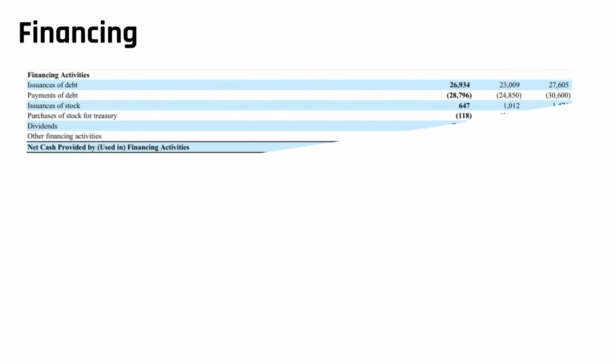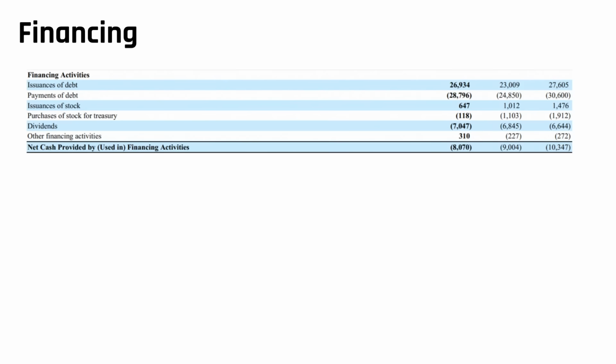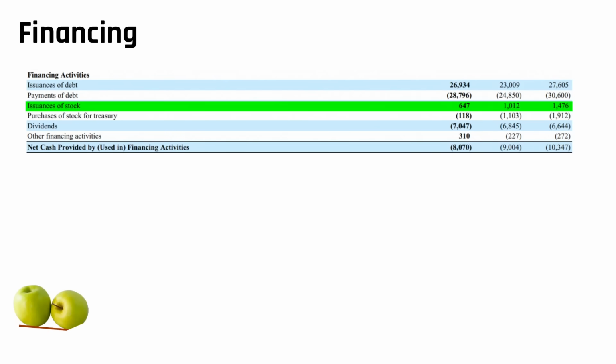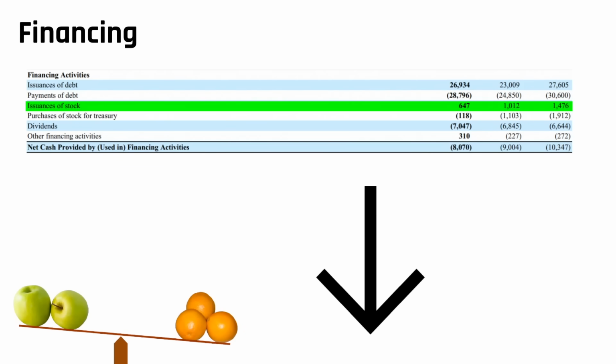However, with that being said, to truly determine how much the company is spending on repurchasing shares, we also need to account for the line titled Issuances of Stock. Share issuances are the exact opposite of share repurchases. Instead of decreasing the number of shares outstanding, share issuances increase the number of shares outstanding.